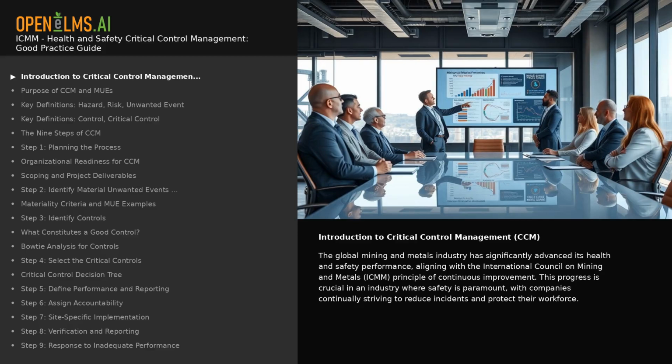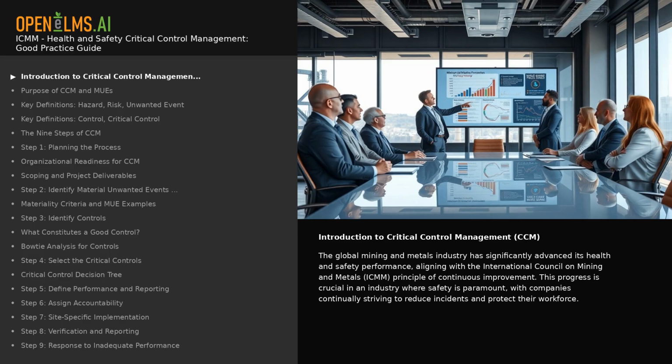Introduction to Critical Control Management, CCM. The global mining and metals industry has significantly advanced its health and safety performance, aligning with the International Council on Mining and Metals, ICMM, principle of continuous improvement.